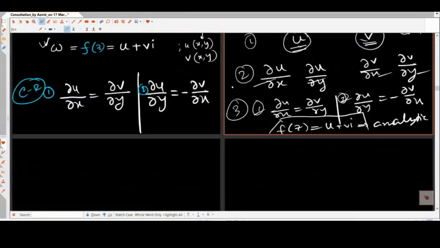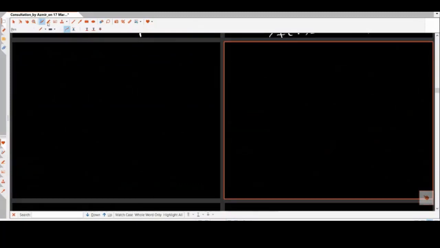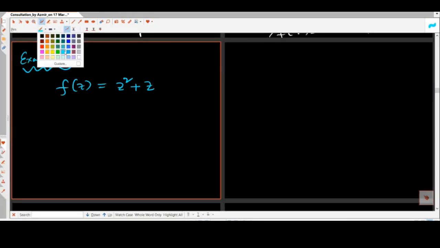Let's talk about one example, then you will understand whether a function is analytic or not. Here, let's say, for example, we have a function f of z equals z squared plus z. Our target is to understand whether this function satisfies Cauchy-Riemann equations or not.